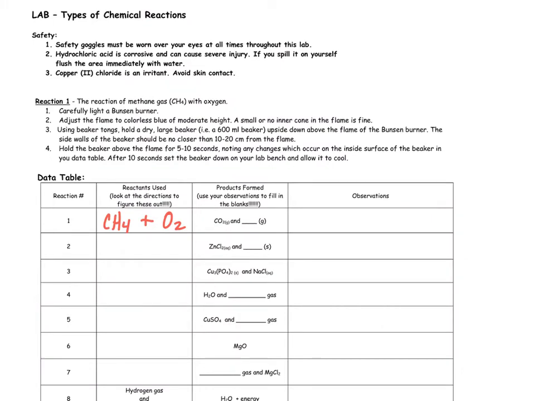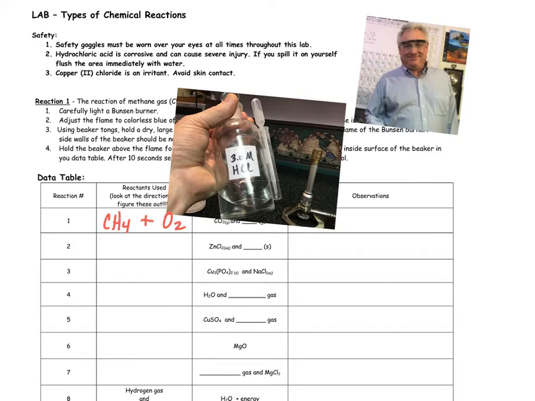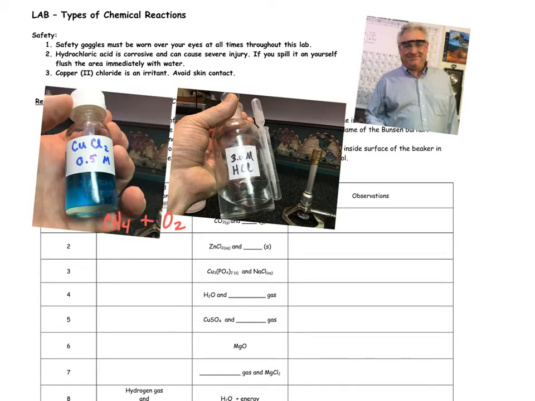Before we start, let's read our safety instructions. Number 1, safety goggles must be worn over your eyes at all times throughout the lab. Number 2, hydrochloric acid is corrosive and can cause serious injury. If you spill it on yourself, flush the area immediately with water. Copper 2 chloride is an irritant. Avoid contact with your skin.